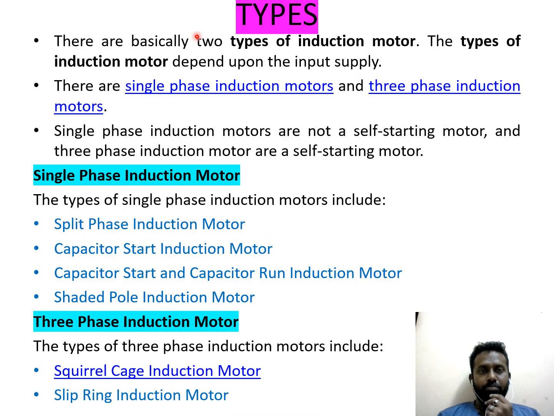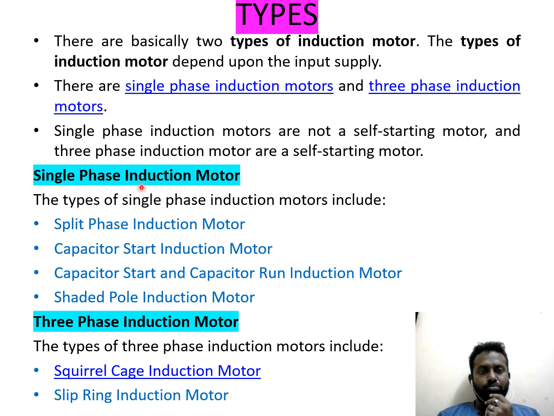Now types. There are basically two types of induction motors, and depending upon the input supply they are single phase induction motors and three phase induction motors. Single phase induction motors are not self starting motors, you have to remember this very important point, and three phase induction motors are self starting. We'll see why a single phase induction motor is not self starting in the next slides.